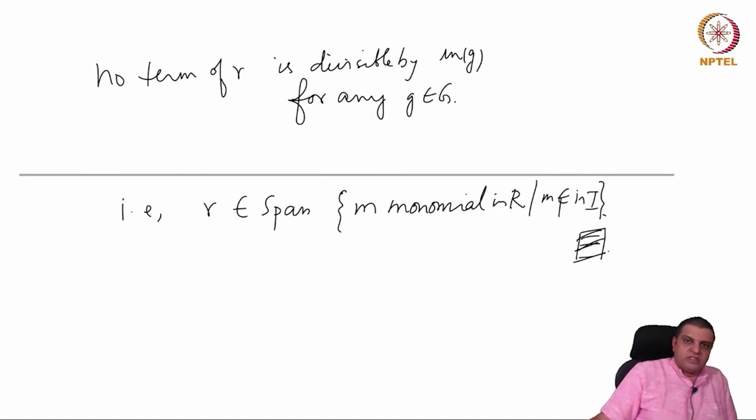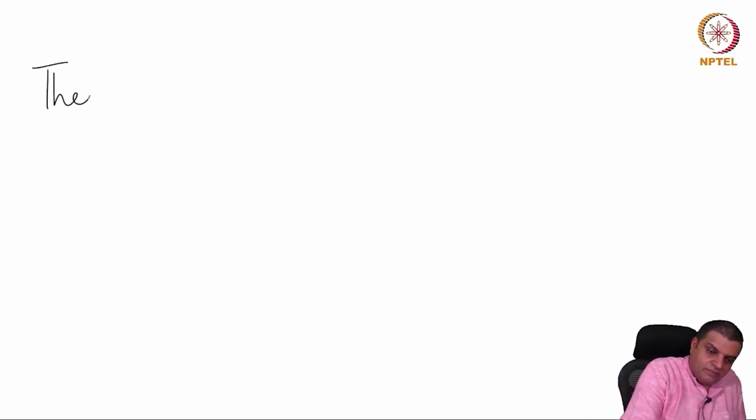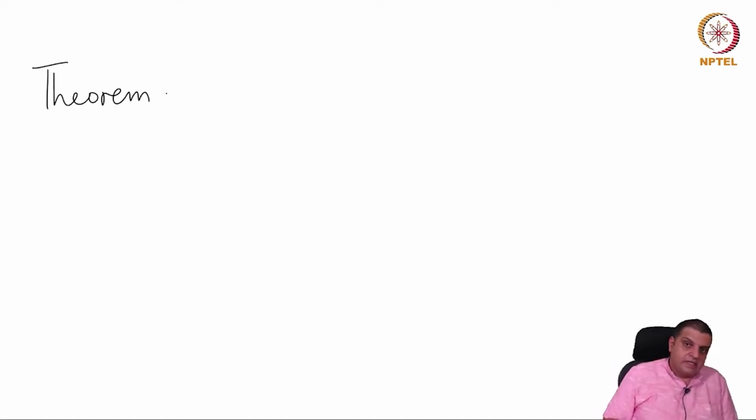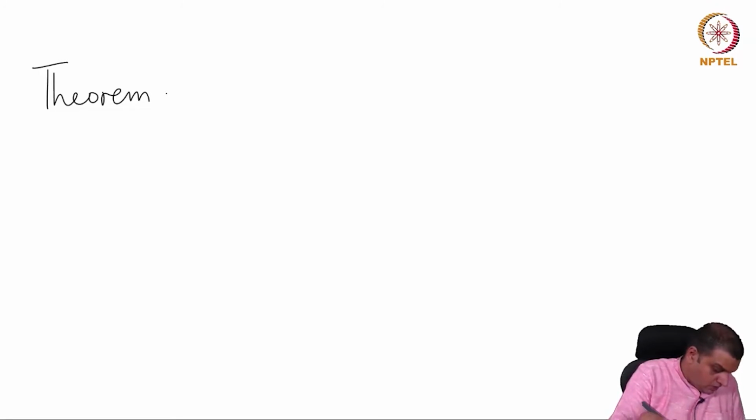So this is the description of quotient rings and its relation to the Gröbner basis of I. With this, we can use this result to prove the following theorem, which is about finiteness of the solution set. So now we assume K is algebraically closed because we have to use that.